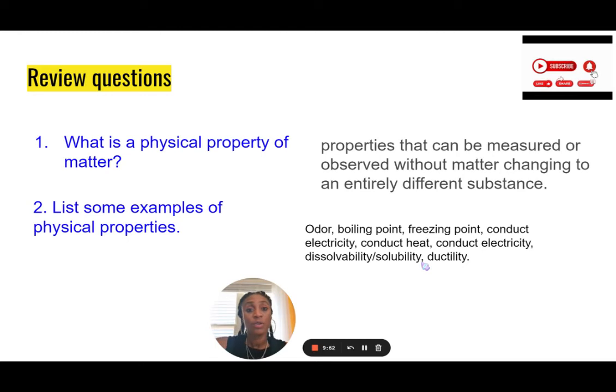We have odor. We talk about the smell of something. The boiling point, right? We talk about the freezing point. Conducting electricity. Conduct heat. I have that twice. I'm sorry, guys. But remember, conducting electricity is an example of a physical property. Dissolvability or solubility, that's being able to dissolve in something. Then we have ductility. This is when the metals are able to be bent and stretched. Right? So those are just some examples of physical properties of matter.